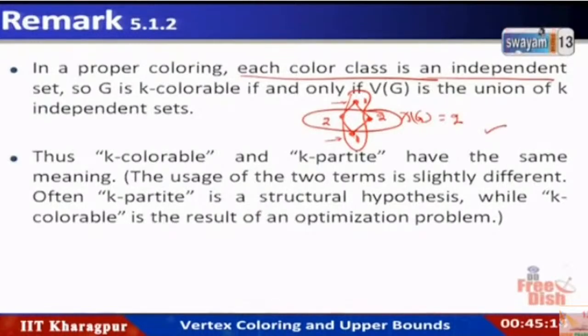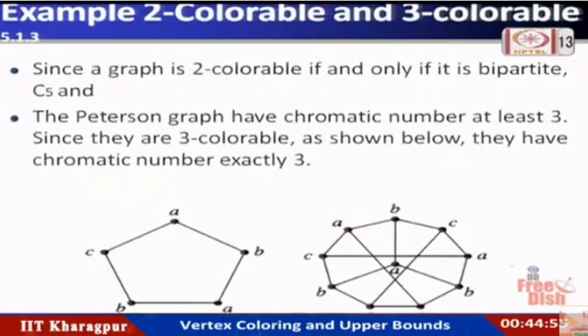K colorable and K partite have the same meaning. The usage of these two terms is slightly different. Often K partite is a structural hypothesis, while K colorable is the result of an optimization problem that we will see further. Let us take the example of 2 colorable graphs. A graph is 2 colorable if it is bipartite. Let us see this particular bipartite graph.